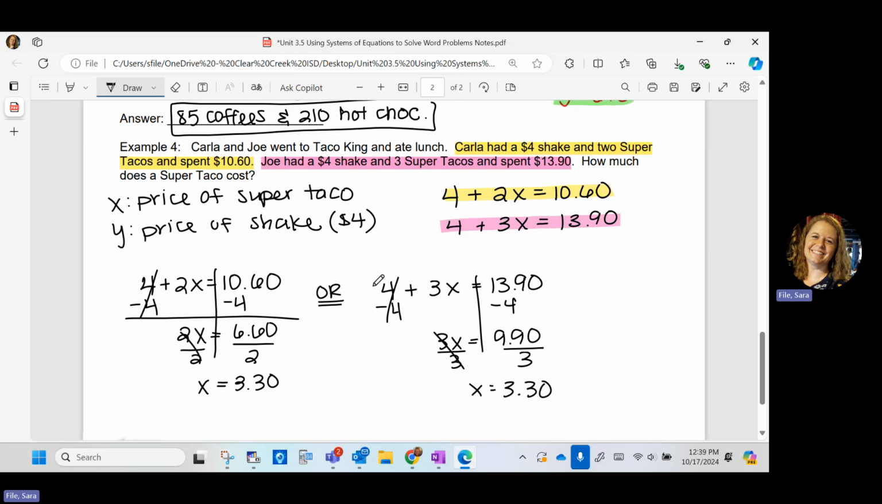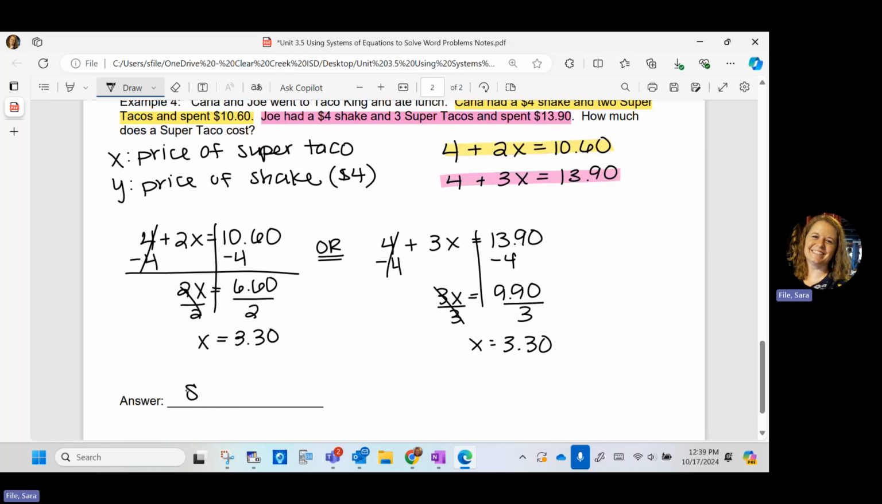Okay, so how much does the super taco cost? $3.30. And that one technically wasn't a system because we already knew the cost of the shake. That was a little different.